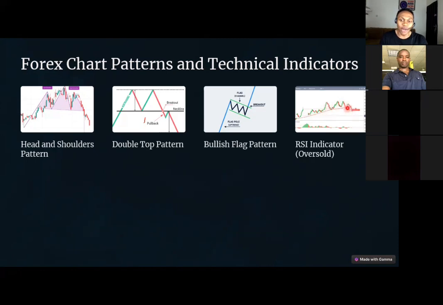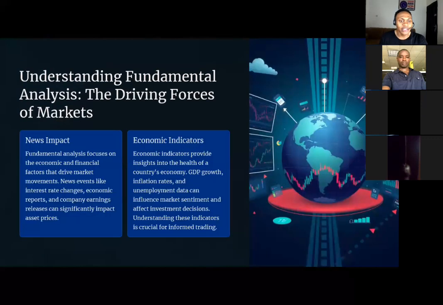Whenever the candle chart breaks below it, it is a signal to sell. When the RSI goes above the candle chart, that is now an oversold indicator. So with that said, let's talk about understanding fundamental analysis, the driving forces of the market.